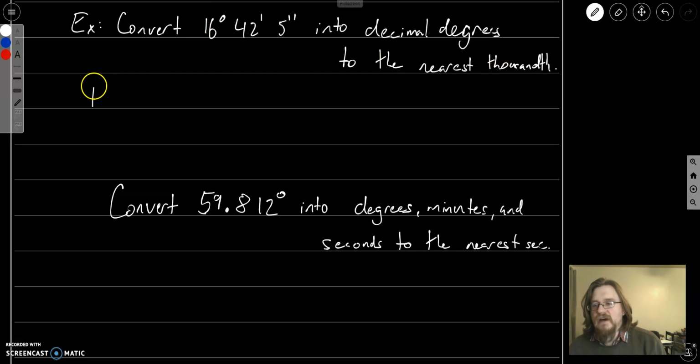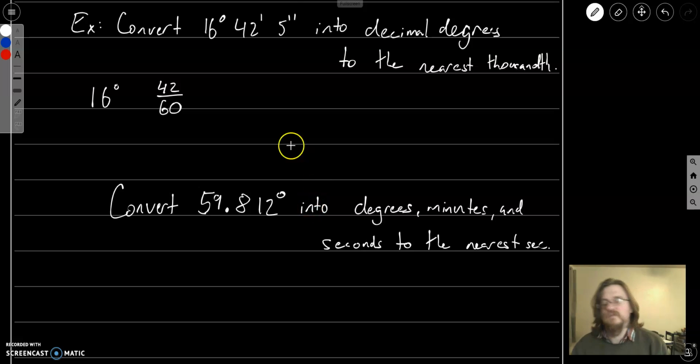So first of all, we've got 16 degrees, and I want to turn this next number, which is 42 minutes, into degrees. Well, there are 60 minutes per degree. So I only have 42 minutes, so I'm going to have 42 divided by 60 degrees. So what's that, about 2/3 of a degree here. So that's how many minutes there were, but this is going to be turning into degrees.